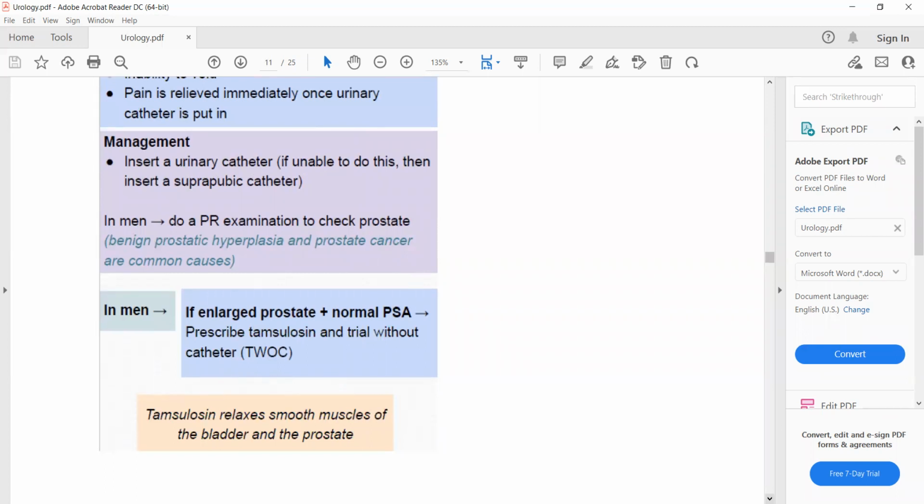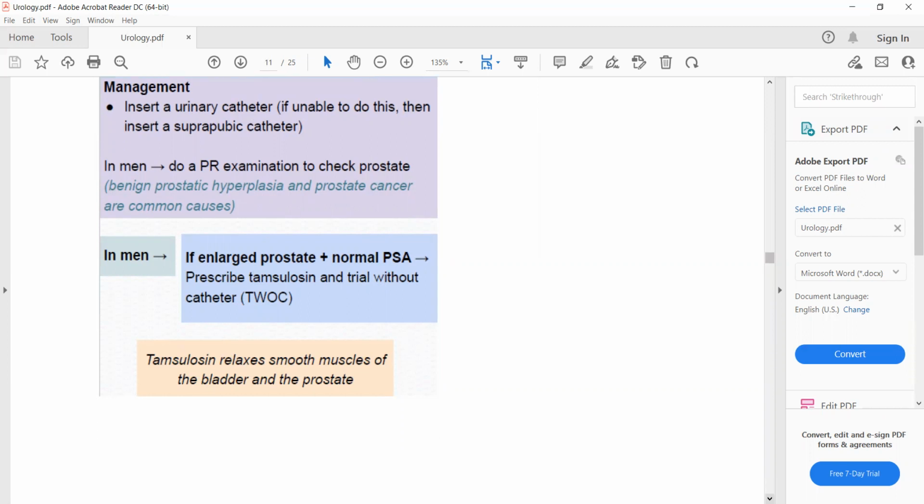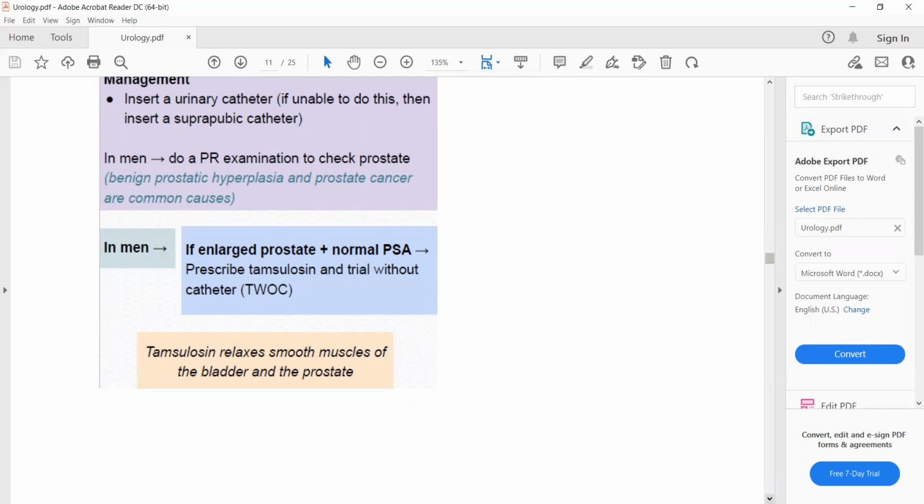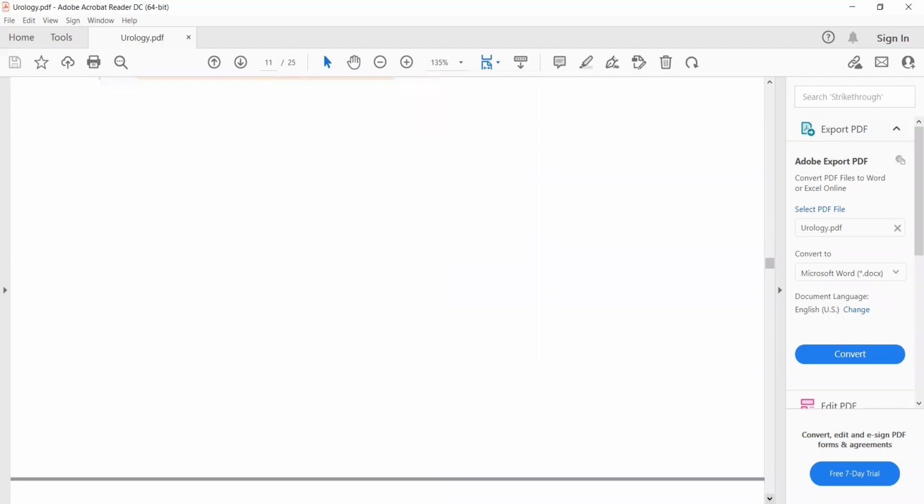So in men, if the prostate is enlarged and PSA is normal, then we will prescribe tamsulosin and a trial without catheter. So in case of BPH, after inserting the urinary catheter, when the patient's symptoms are relieved, we'll prescribe tamsulosin and refer him for a trial without catheter.